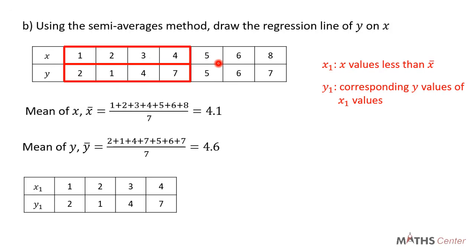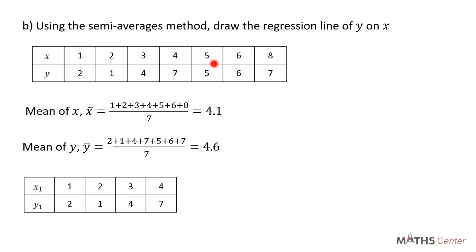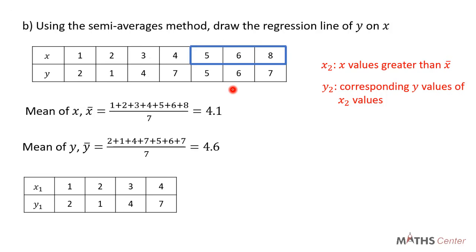The remaining part of the table will be your x2 values and your y2 values, because we learned that your x2 values are the x values greater than x mean. Here x mean is 4.1. So the x values greater than 4.1 will be your x2 values. And from the table, we can see that the x values greater than 4.1 are 5, 6, and 8. So our x2 values are 5, 6, and 8. Their corresponding y values will give you your y2 values.